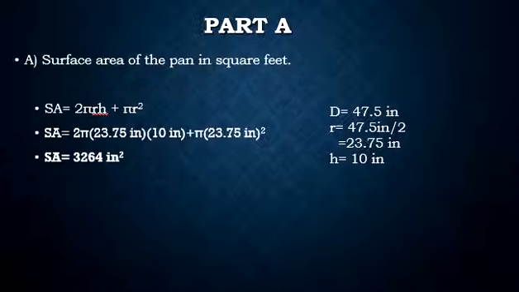The radius r was calculated by dividing the diameter in half, which was a given item. Now, we will plug the known numbers into the equation and calculate for surface area. The answer that we come to is 3,264 inches squared. And as you can see, it is bolded.